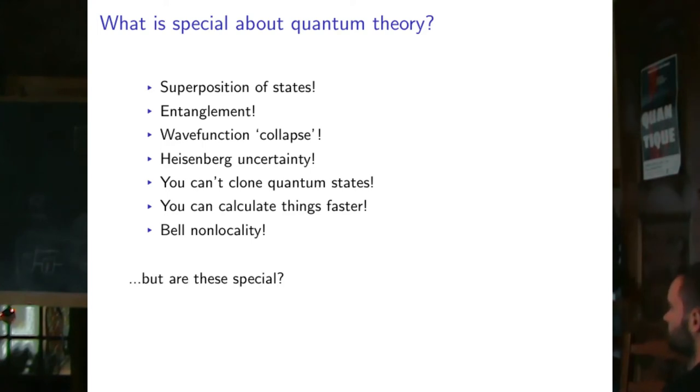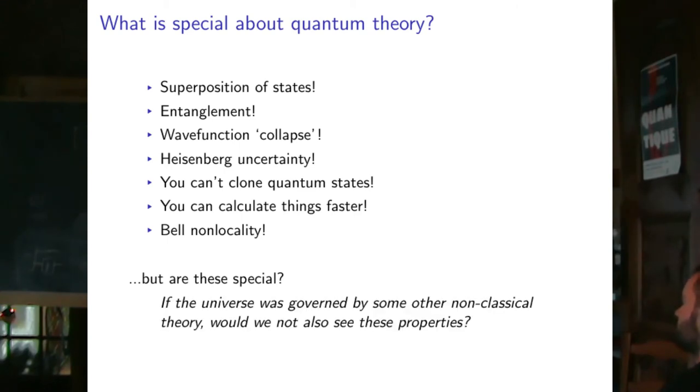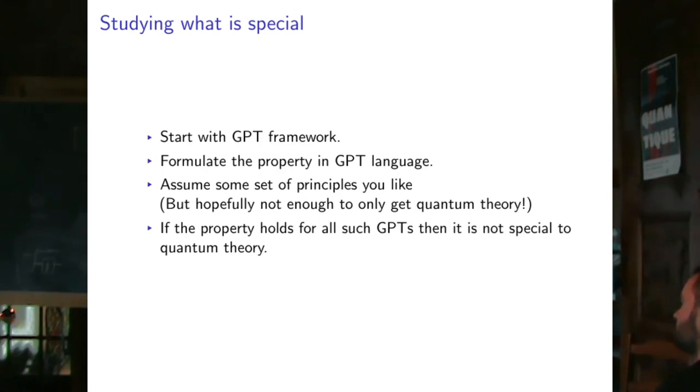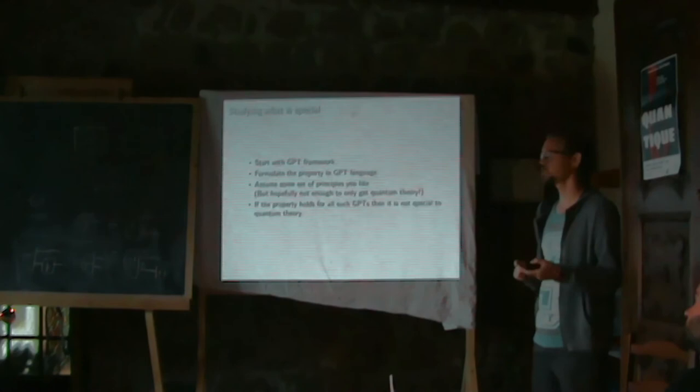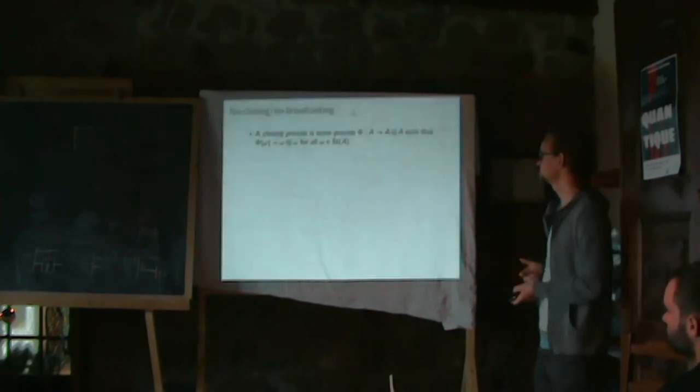But then the question is, are these special? Are these in fact really specific to quantum theory? The way we can test that is to ask: if the universe were governed by some other non-classical theory, would we not also see these properties? And the way you can answer that question is you start with a GPT framework. You formulate a property you want to study in the language of GPTs. You maybe assume some additional principles to constrain what you're working with. And then if you show that the property you're looking for holds for all such GPTs, then it's not special to quantum theory. It's just a universal feature of all such theories with these principles. Okay, so I want to go through a few of these properties and show that these are not special to quantum theory.